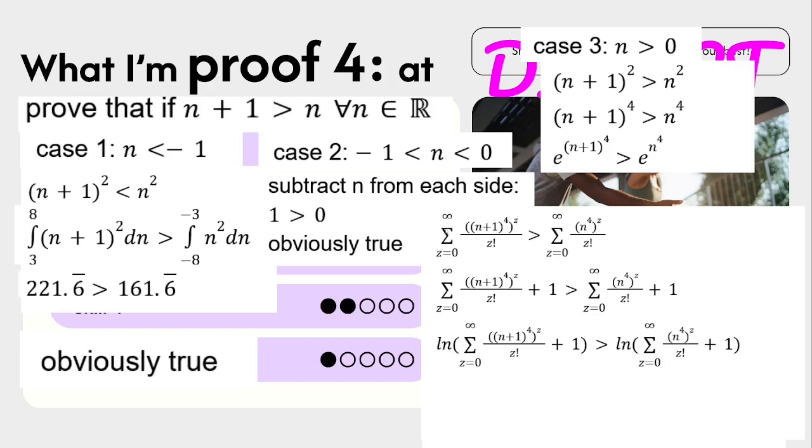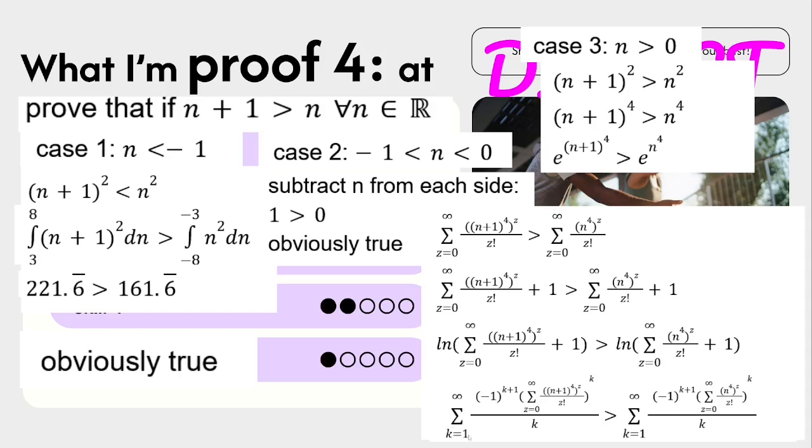Then we're gonna, of course, convert it to a Taylor series. So the sum from z equals 0 to infinity of (n plus 1) to the 4th to the z over z factorial, since that's the Maclaurin series for e to the x. And we do the same for the other side, n to the 4th to the z over z factorial. Then we're going to add 1 to both sides, and then, of course, we're going to take the natural log of both sides. Now, we're getting pretty close to an answer here, but the last step, I believe, is going to be taking another Taylor series for ln of that plus 1.